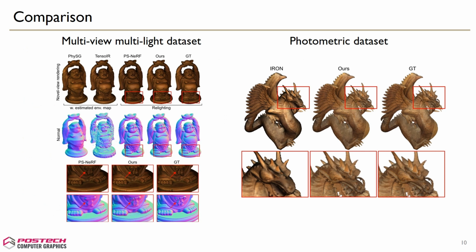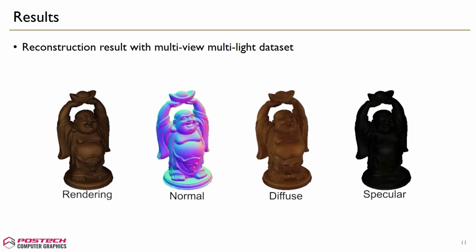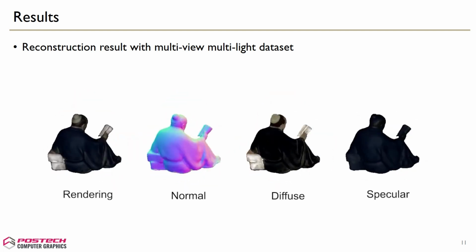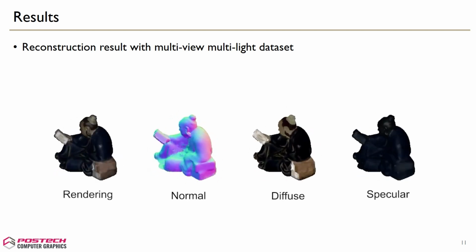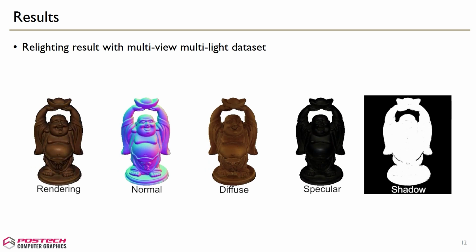This is the comparison for the multi-view multi-light dataset and the photometric dataset. DPIR outperforms previous state-of-the-art inverse rendering methods in terms of accuracy, training speed, and memory footprint. Here are the rendering results for the multi-view multi-light dataset. We achieve high-fidelity geometry and reflectance reconstruction for real-world objects. We also achieve accurate relighting results with different light directions.